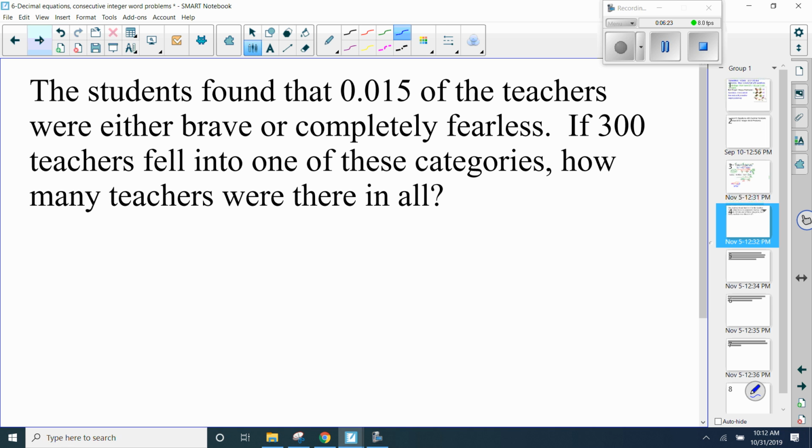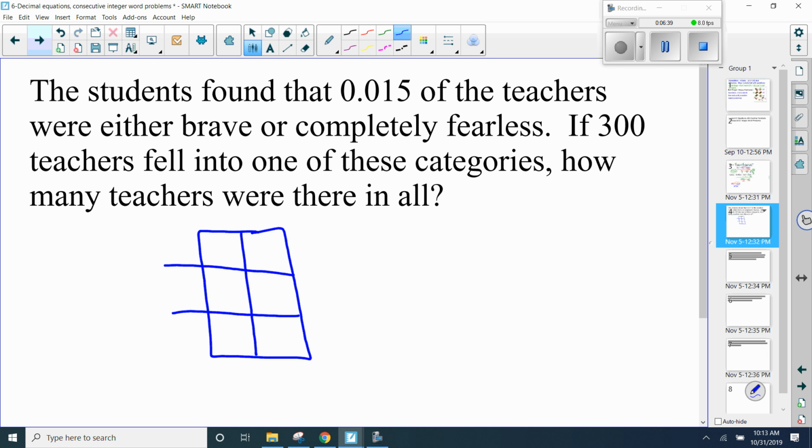You like box diagrams, cross multiply and divide? This we can set up that way. It has it as a decimal. We could go through probably and write it as an equation, but box diagrams. 15 thousandths of the teachers were either brave or completely fearless. So we have these teachers that are brave or completely fearless. How many of them? Not very many, right? 15 thousandths. That means only 15 out of 1,000 teachers are brave or completely fearless.